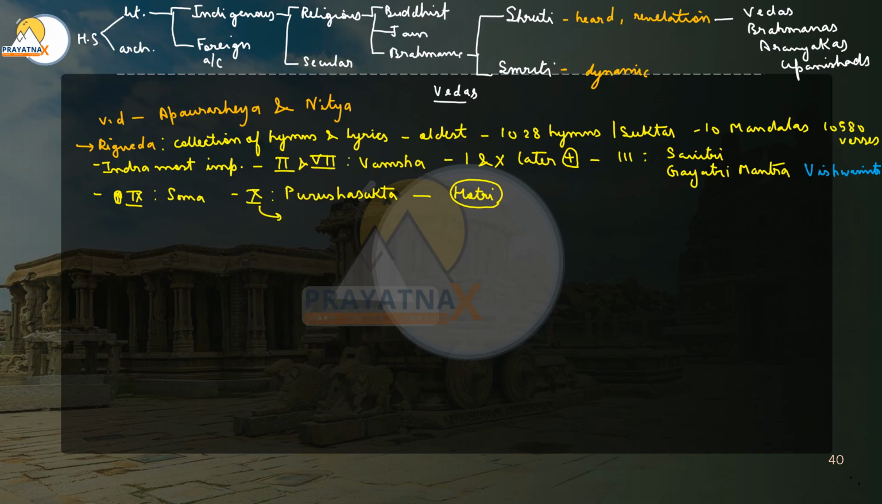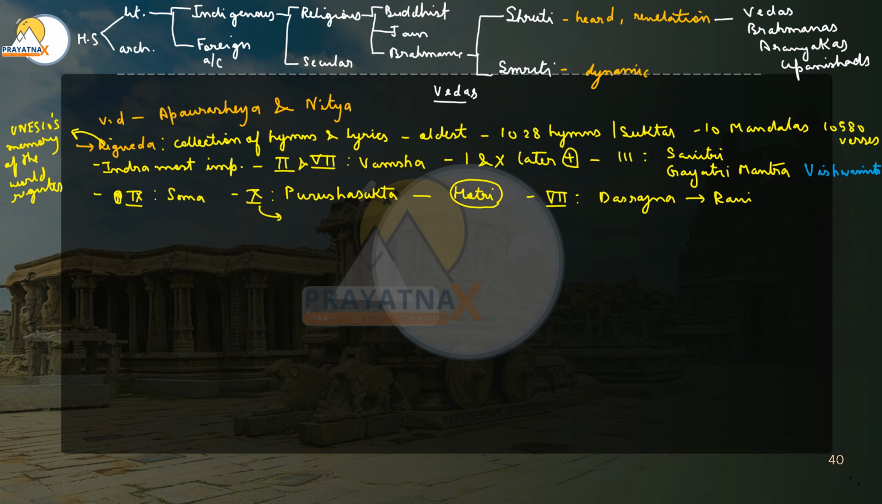Now, another thing here would be that Rigveda is also added in UNESCO's Memory of the World Register. And lastly, that the 7th mandala talked about the Dasarajna War, which was fought near Ravi River.